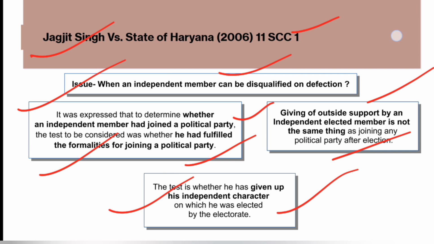As we have already discussed, an independent member can be disqualified on defection if he joins a political party. It doesn't matter which political party he joins; he can join any political party and be disqualified. But whether he has joined or not is to be tested properly, and for that this judgment was there, and it was held as we have discussed.